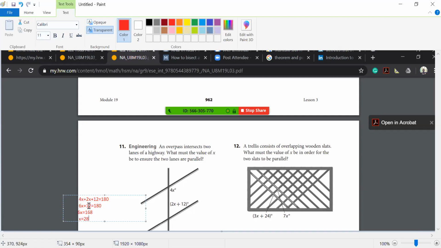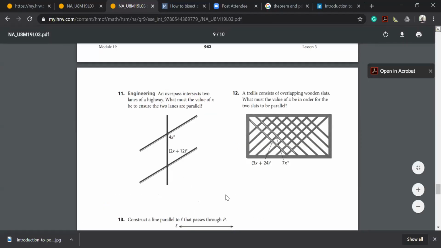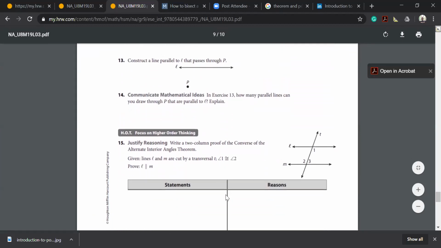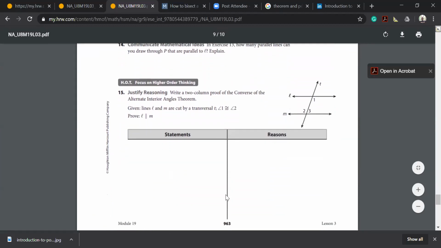Right? So if x is equal to 28, these two angles together are going to be supplementary so that the two lines are going to be parallel. Understood? Okay. We still have two questions which are, unfortunately, the ones of the proof. Okay, please concentrate with me. Number 15 and number 16.